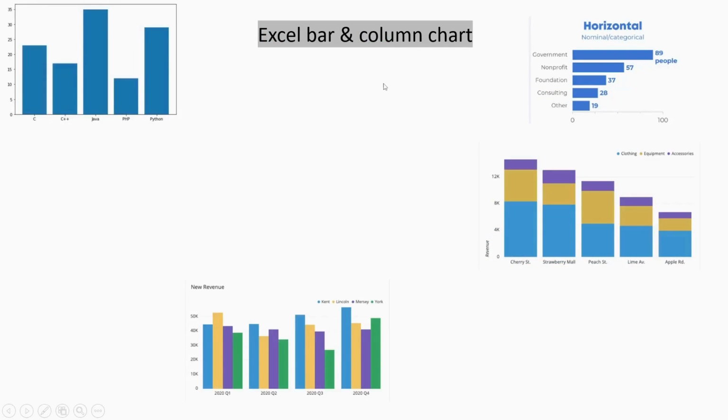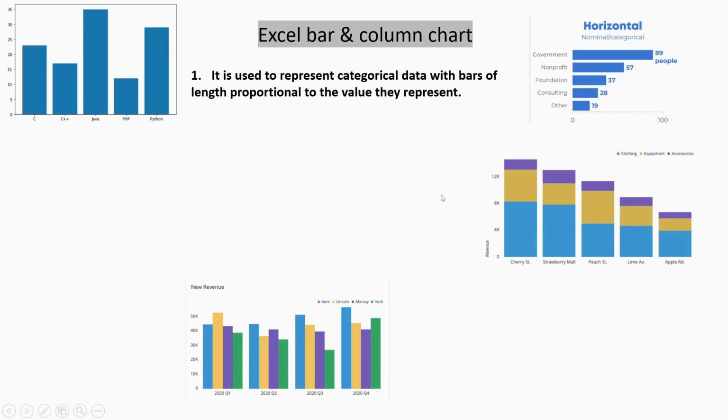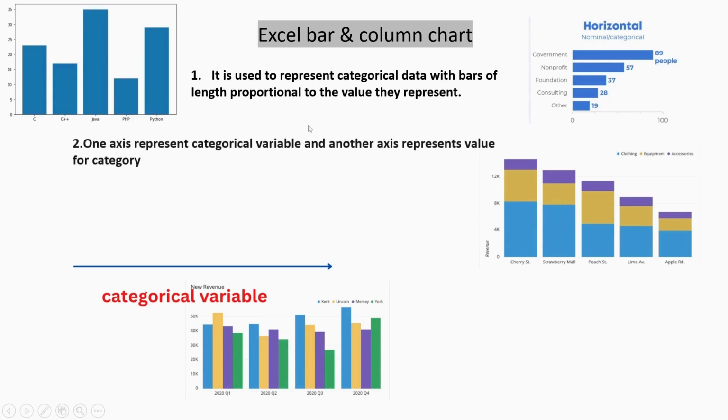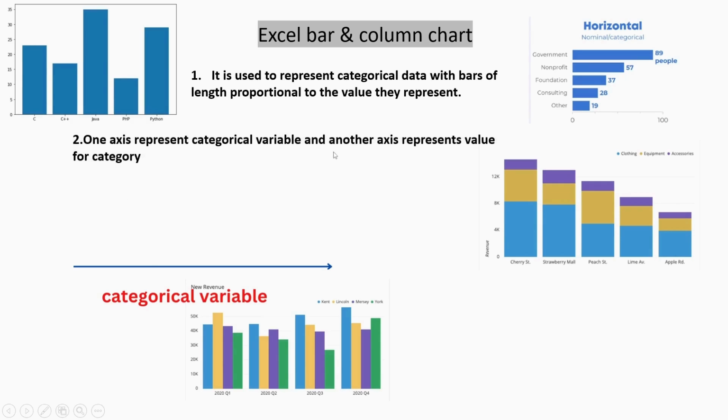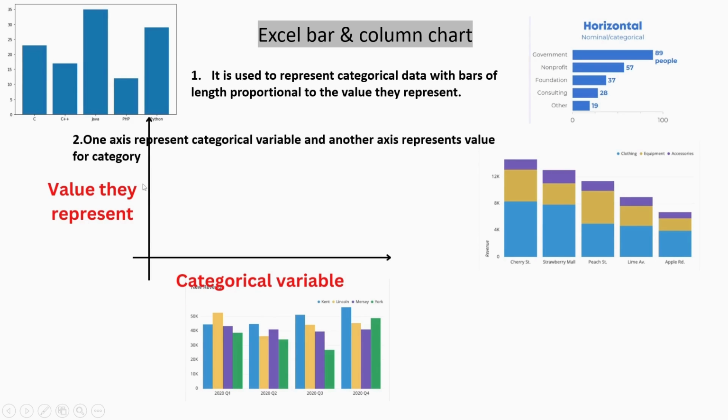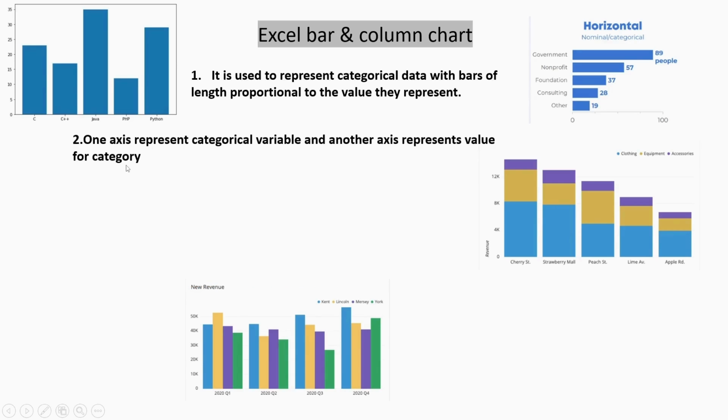In this video, we are going to learn about Excel bar and column charts. There are various kinds of bar charts: vertical bar charts, horizontal bar charts, grouped bar charts, and stacked bar charts. When we use bar chart, it is used to represent the categorical data with bars of length proportional to the value they represent. In one axis, there is the categorical variable. In another axis, it represents the value for this category. Remember, it represents a categorical variable.